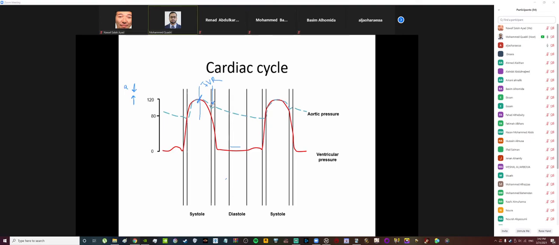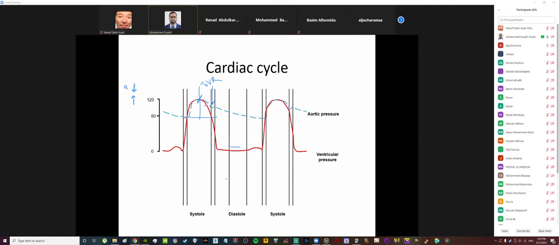Why is the pressure going down? Maybe because of blood ejection, because now less blood is getting ejected into the aorta from the ventricle. During the whole of this ejection phase, the ventricle and the aorta are acting like a single chamber because the aortic valve is open. So whatever pressure change is happening in the ventricle will be reflected in the aorta. If pressure in the ventricle is falling, pressure in the aorta will also fall at the same time.